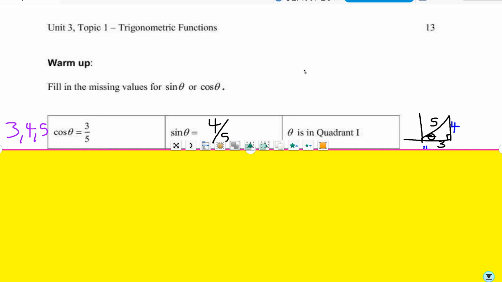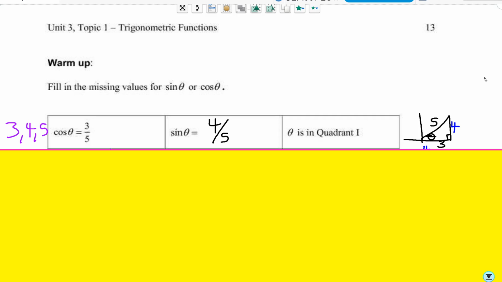So that's adjacent over hypotenuse, 3 over 5. That means it's a 3, 4, 5 special right triangle that we learned about. And so what I did over on the right side of the table is I drew a triangle in the first quadrant, as the last column tells us to do. And since we have a side of 3 and a hypotenuse of 5, I filled in the last missing side, which is 4.